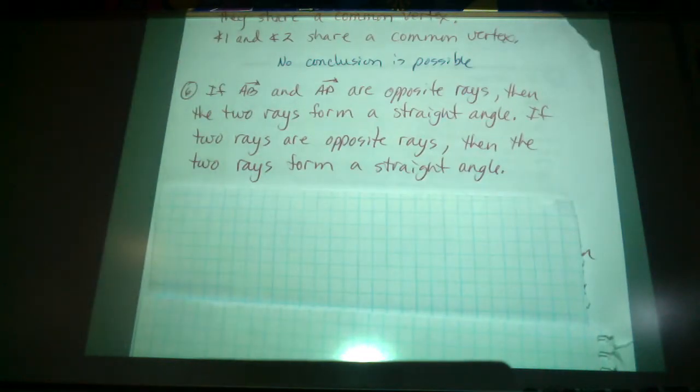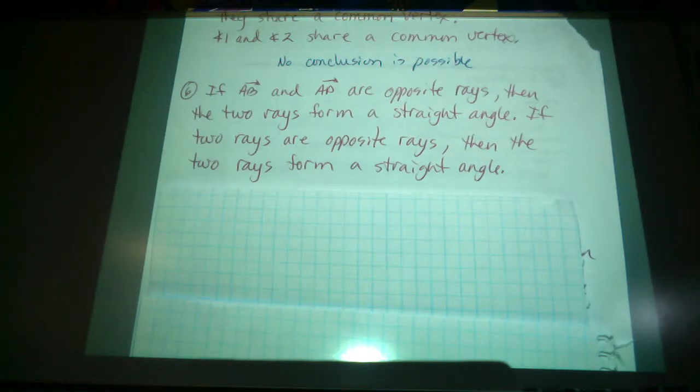All right, so another geometry question or statements. If ray AB and ray AD, that's a D, not a P, are opposite rays, immediately in your brain you should be thinking lots of things about opposite rays, then the two rays form a straight angle. Full, conditional, partial? Everybody? Full. True or false? It's true. If two rays are opposite rays, then the two rays form a straight angle. Full conditional or partial? Full conditional.